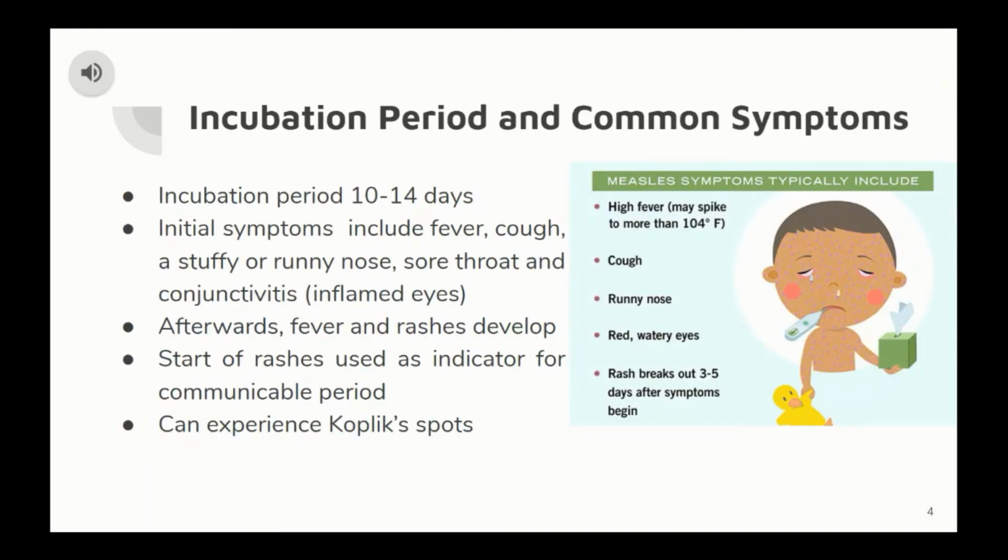Once infected, the incubation period lasts between 10 and 14 days. Initial symptoms include fever, cough, runny nose, sore throat, and inflamed eyes, also known as conjunctivitis. After the first few days of these milder symptoms, fever starts to spike and rashes start to develop into large blotches. The start of rashes is the primary indicator of the communicable period of this disease, which lasts for around 8 days, from 4 days before rashes begin to show and ending after around 4 days of having the rashes.